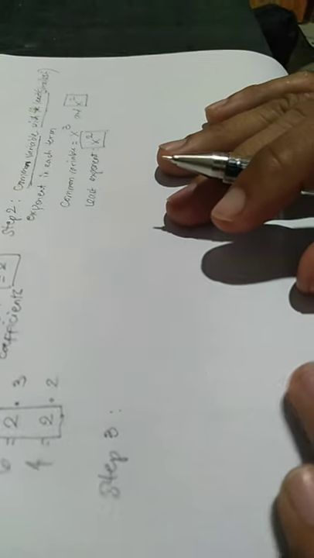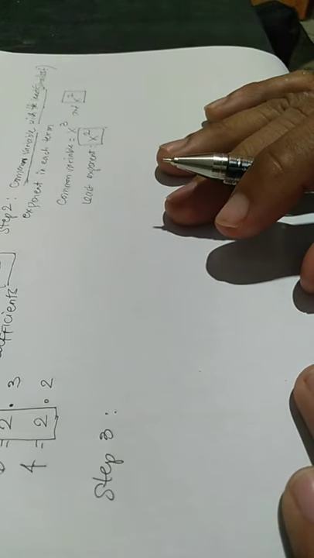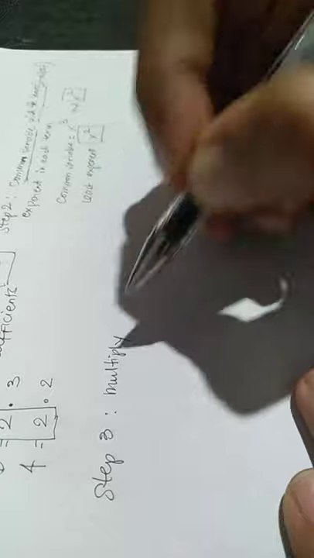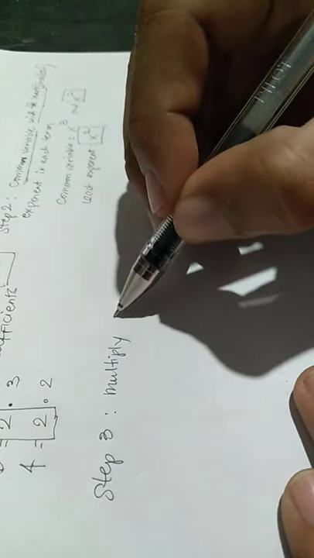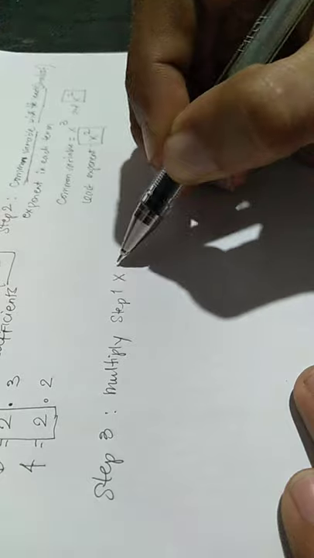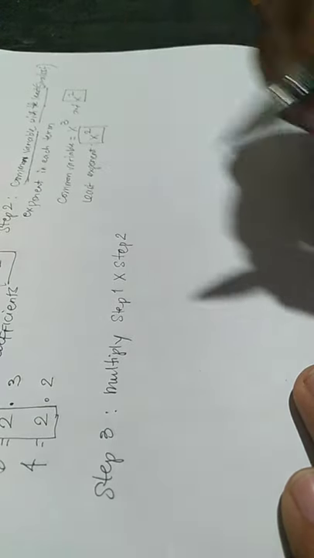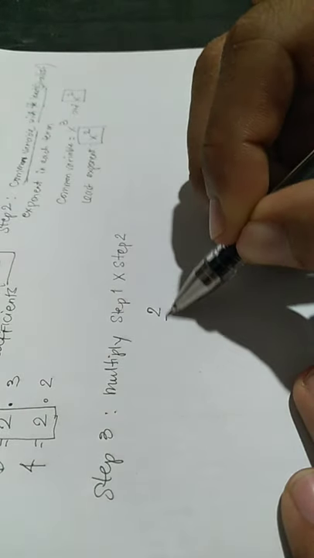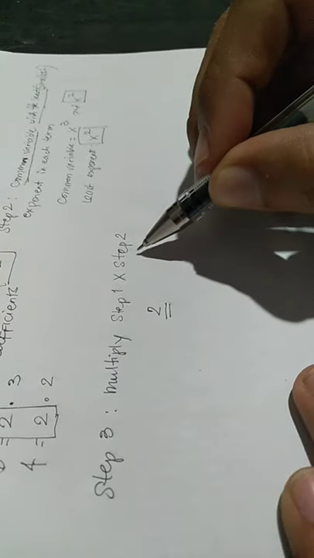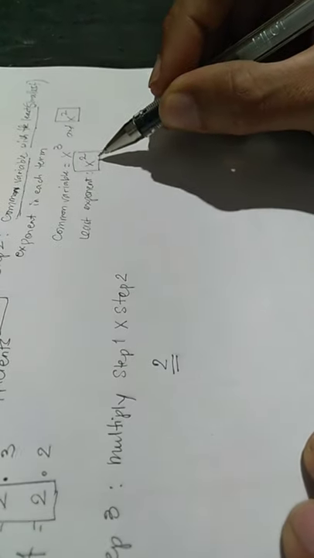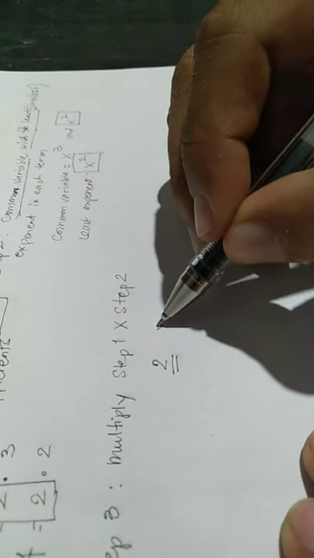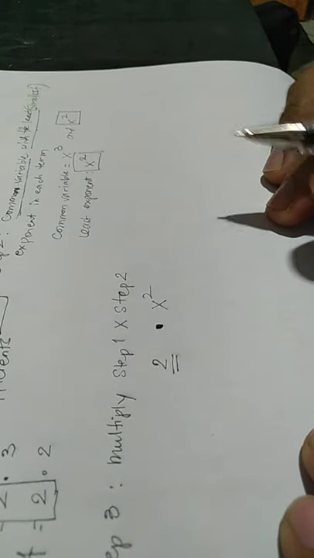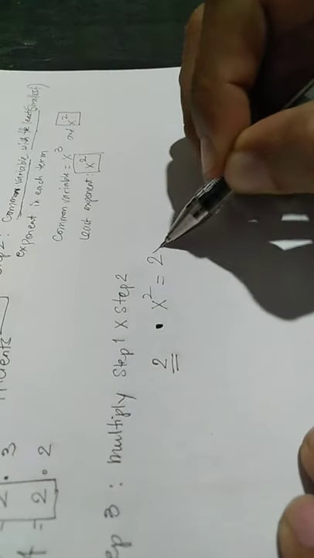Step 3 is to multiply the results of step 1 and step 2. So we will multiply the answers of step 1 times step 2. Our answer for step 1 is 2, while our answer for step 2 is x squared. So the answer here is 2x squared.